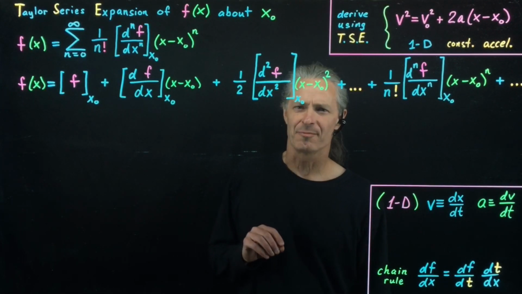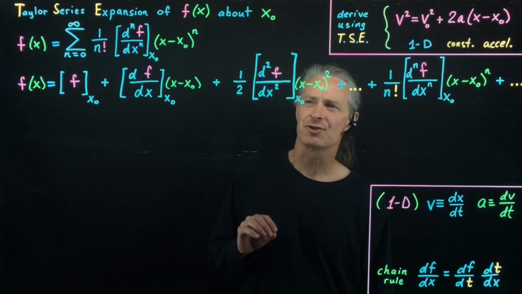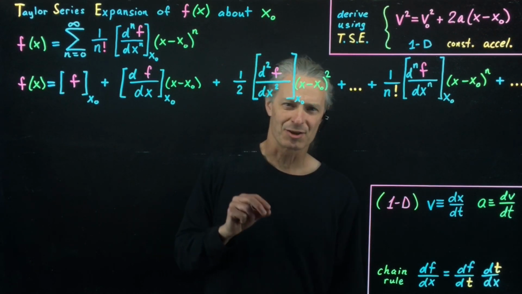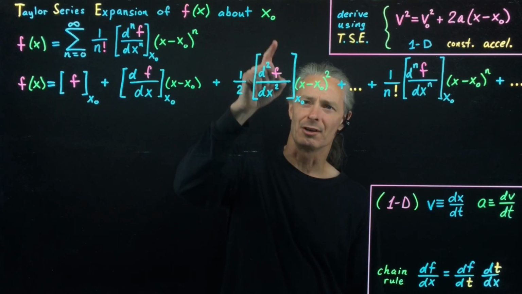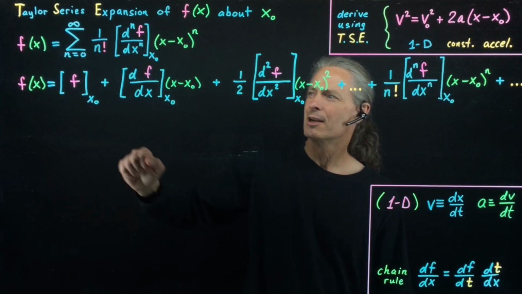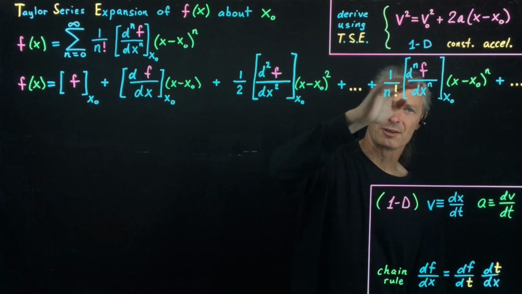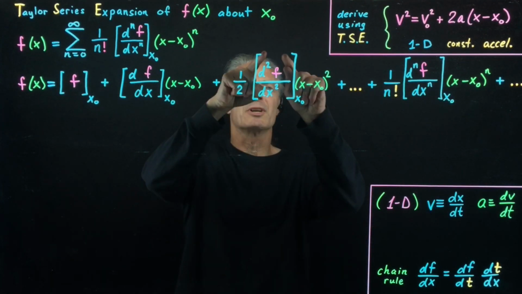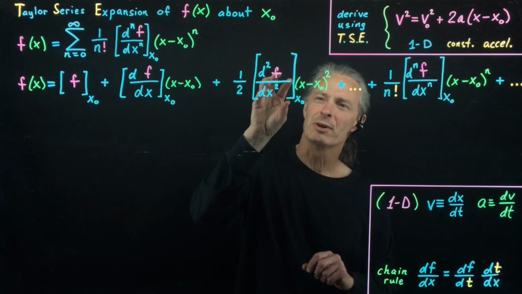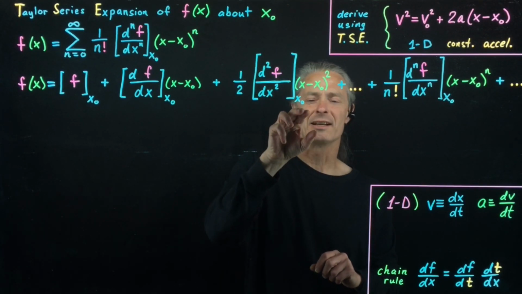I've started us off by writing the Taylor series expansion of some general function of x, call it f of x, about some particular value of x, call it x sub 0. I've written it out in summation form right here, and I've written it out term by term here. Anywhere you see the brackets with a little x sub 0, that means to evaluate whatever you see in the brackets at x sub 0.